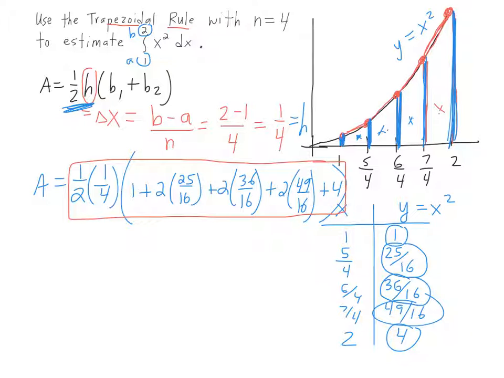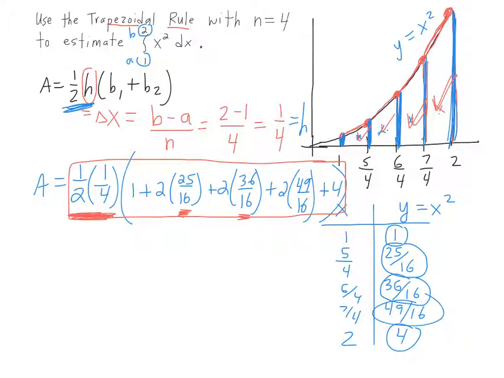Okay, now again, if that doesn't make sense to you, you can go through and single-handedly find the area of each trapezoid. The first one would be 1/2 times 1/4, and then you'd have the 1 plus 25 over 16. You'd have to calculate that. And then for the second one, 1/2 times 1 over 4, and then you'd have the 25 over 16 plus the 36 over 16. You could just repeat that 4 times, and then add them all together.